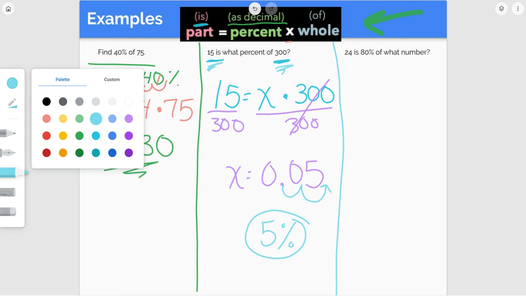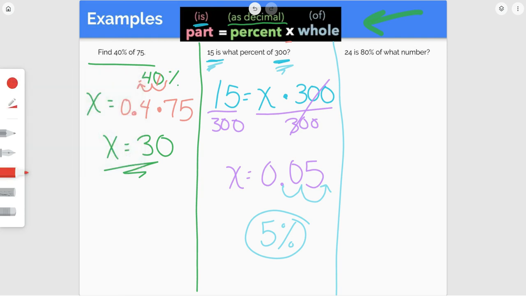All right. And last but not least, 24 is 80% of what number? Well, here we go. 24 is, here again, is, that's my part. My part is equal to my percent as a decimal. So 80%, right? 80%, I divide by 100, 2. I get 0.8 times what number? So after of is what we're trying to solve for. So the whole, x. All right.